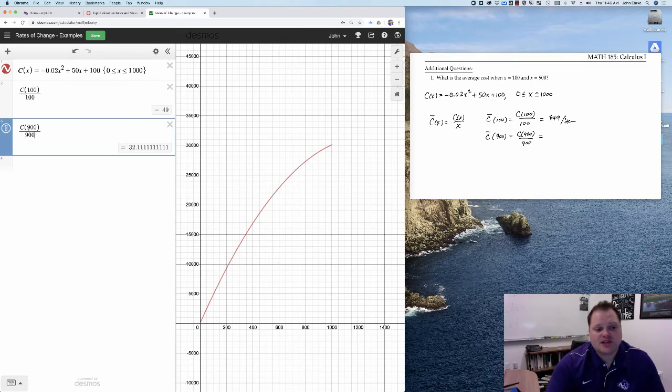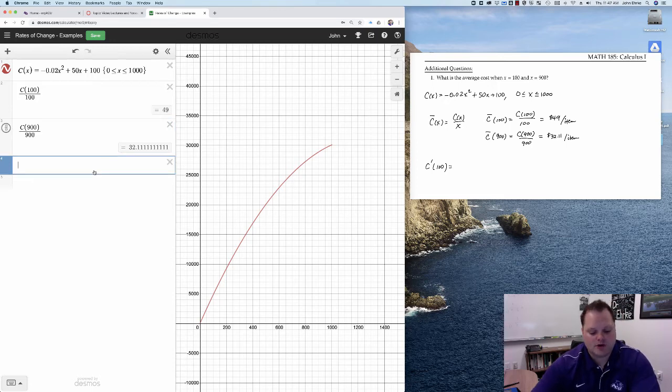If instead you produce 900 items, then the cost per item gets smaller. That's what the previous question was about. The cost per item here would be about $32.11 per item. Okay, so this is how you would compute average cost. You could also compute marginal cost really easily. So marginal cost would be C prime at 100.